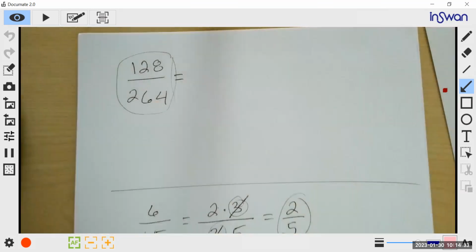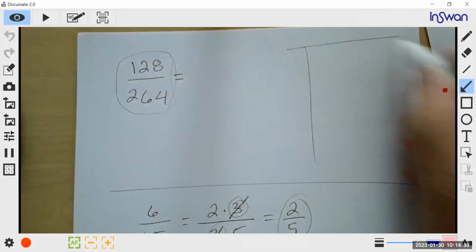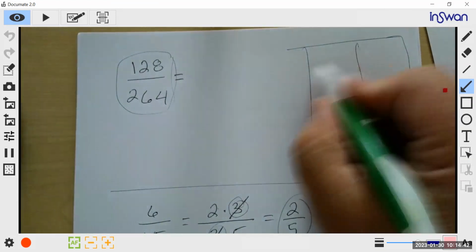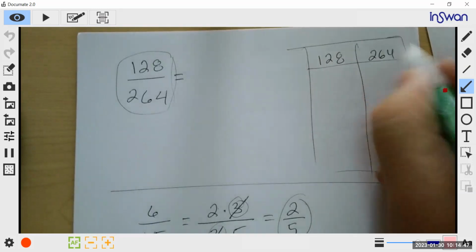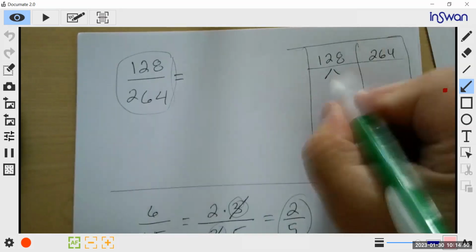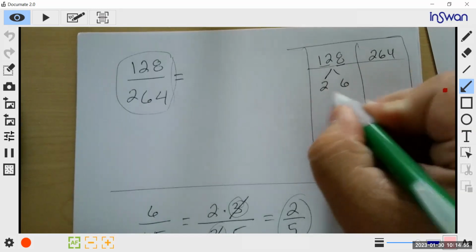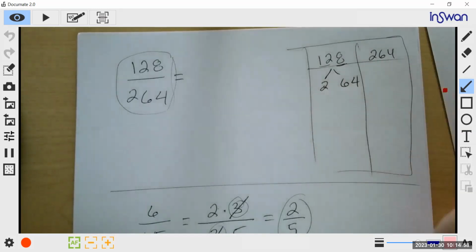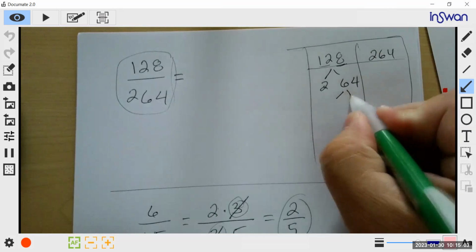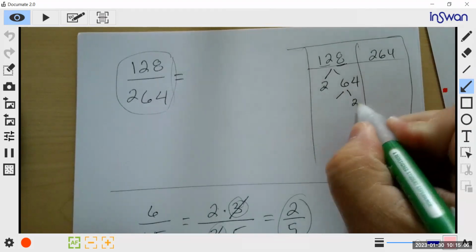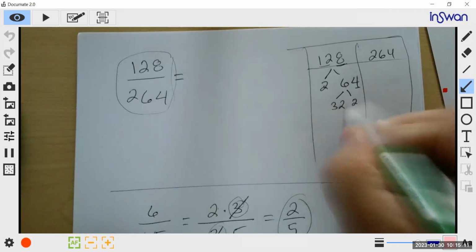Simplify this number. So I have 128 and 264. So 128 is made up of, 2 goes into 12 6 times. 2 goes into 8 4. Ends in 4, so it's 2. 2 goes into 6 3 times. 2 goes into 4 twice.